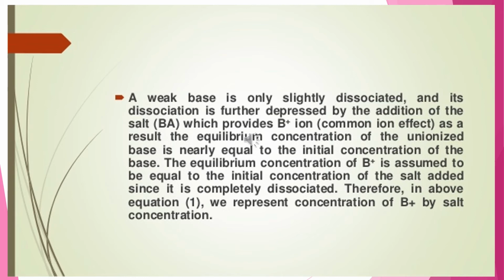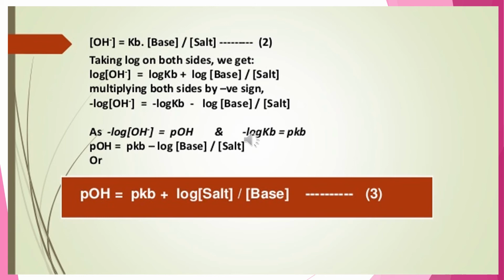A weak base is only slightly dissociated and its dissociation is further depressed by the addition of salt, that is BA, which provides B plus ions. As a result, the equilibrium concentration of the unionized base is nearly equal to the initial concentration of the base. So the equilibrium concentration of B plus is assumed to be equal to the initial concentration of the salt added, since it is completely dissociated. Therefore, in the above equation 1, we represent concentration of B plus by salt concentration. Concentration of OH negative ion is equal to Kb into concentration of base divided by concentration of salt.